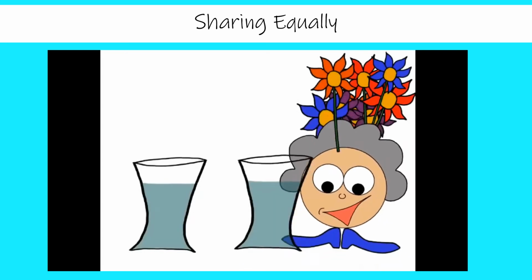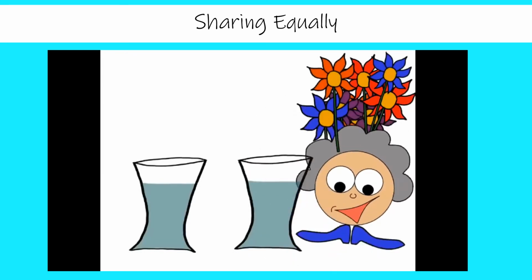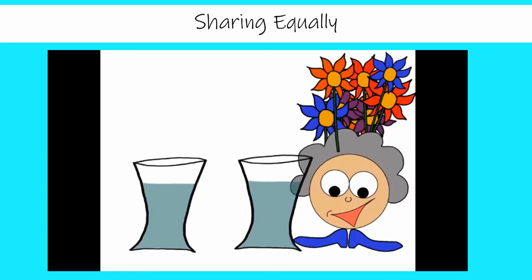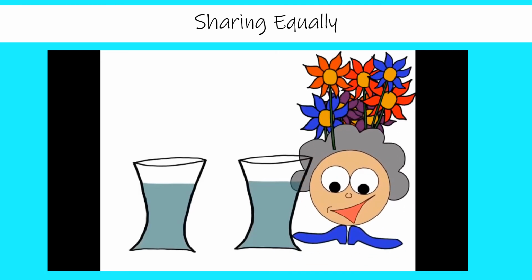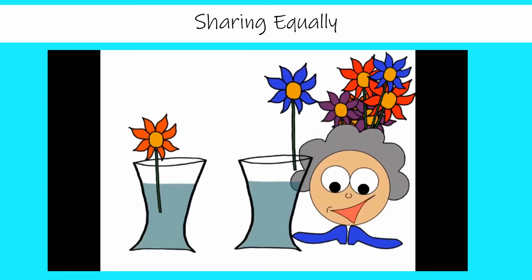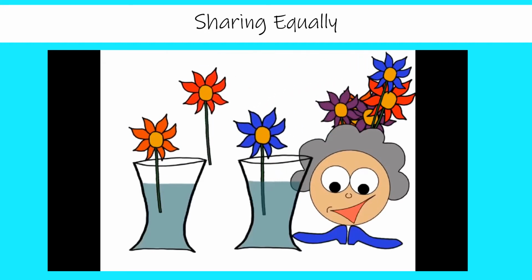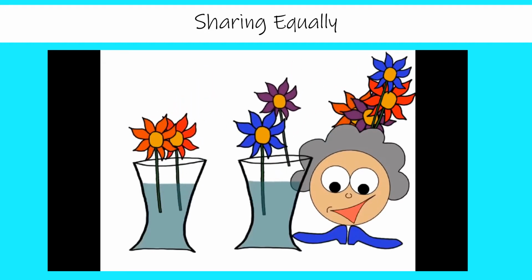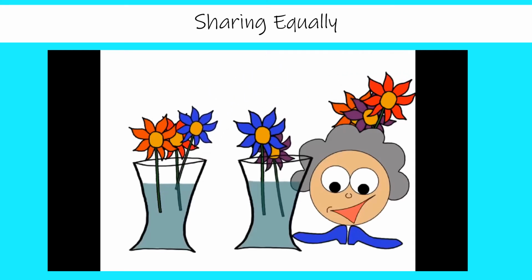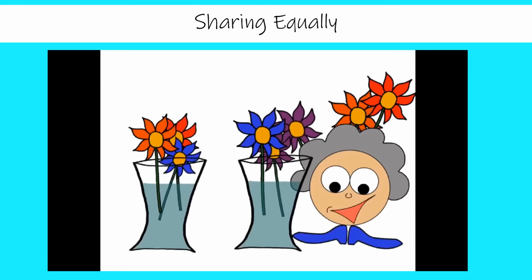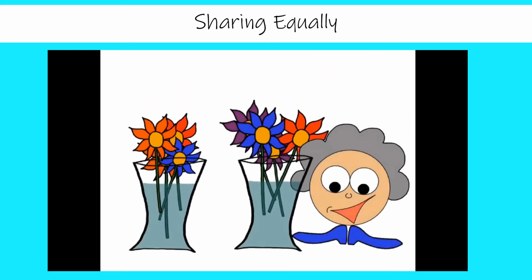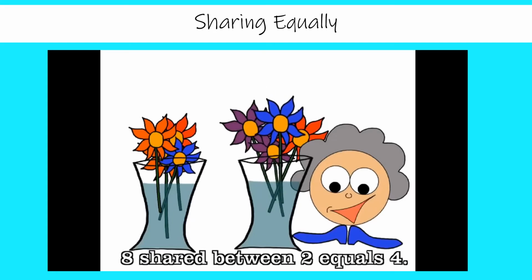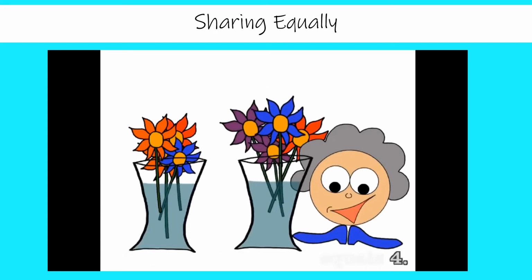Oh, I'm so lucky Aunt Myrtle has given me so many beautiful flowers. I'm just going to put them into these 2 lovely vases. I'm just going to share them one at a time. Make a beautiful arrangement. Oh, don't they look beautiful? 8 flowers in total. Oh, aren't they divine? 1 in there, 1 more, and 1 more. Oh, good. They look gorgeous. I've got 4 in each vase.